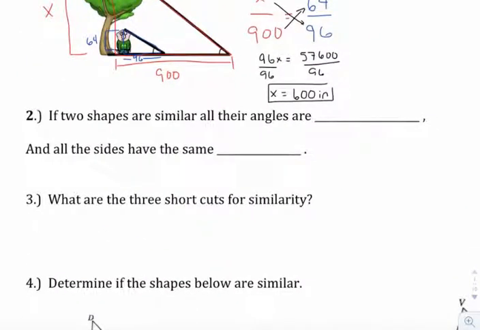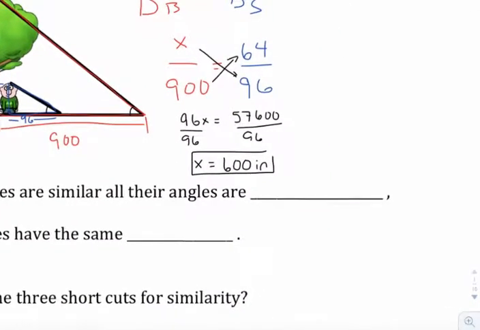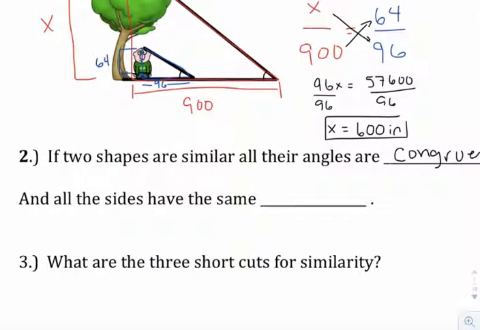Let's see. If two shapes are similar, all their angles are... well, we talked about this earlier. The reason we were able to do this at all is because these triangles were similar. We actually used angle-angle similarity, which indicates that all angles of similar triangles are congruent. And all the sides, well, we talked about this too, should have the same ratio.